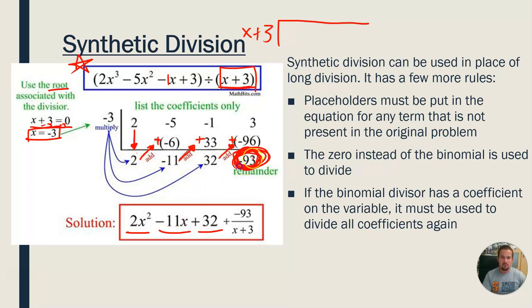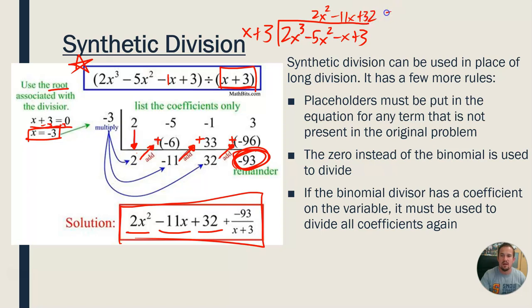If this was a 0, that would just mean that there was no divisor. That is my final answer: 2x squared minus 11x plus 32 plus negative 93 over x plus 3. If I did decide to do polynomial long division, I would end up getting the exact same answer: 2x squared minus 11x plus 32 plus negative 93 over x plus 3. Synthetic division is just kind of a shortcut way to get that answer, okay?